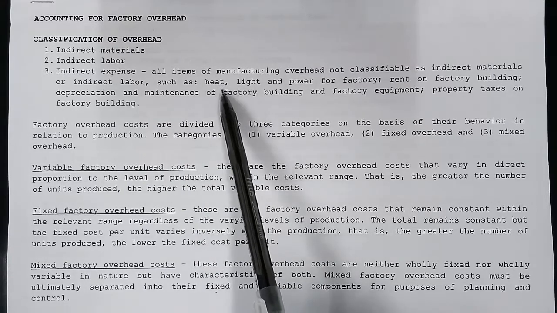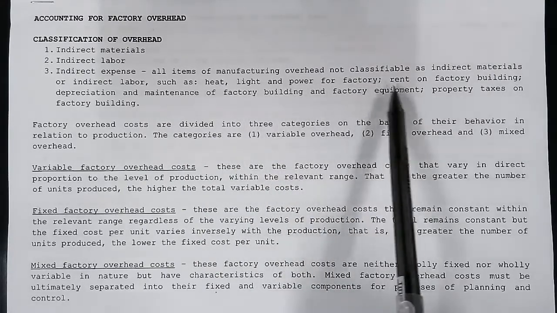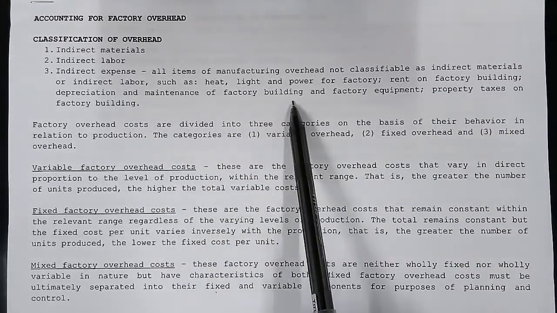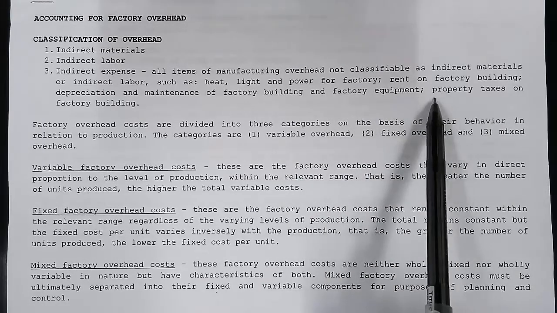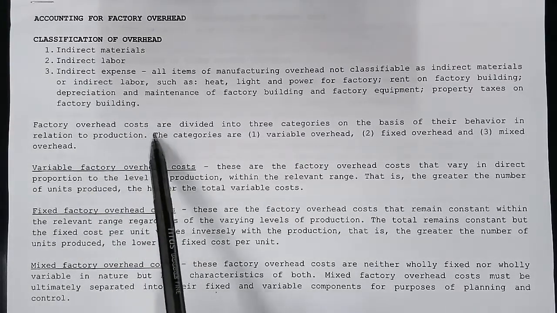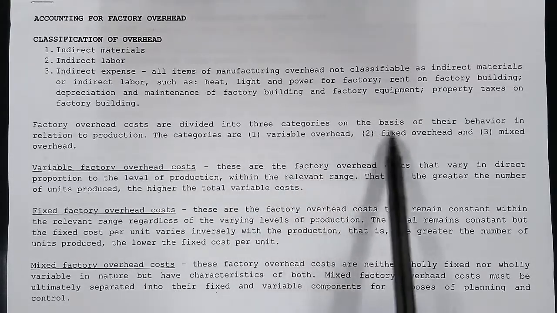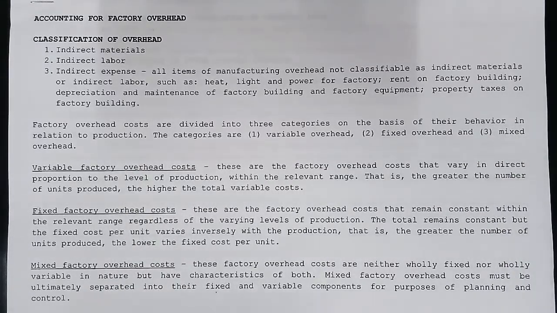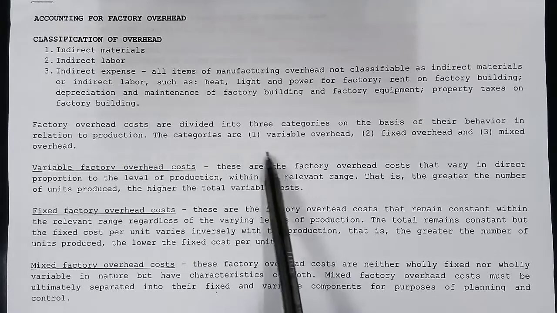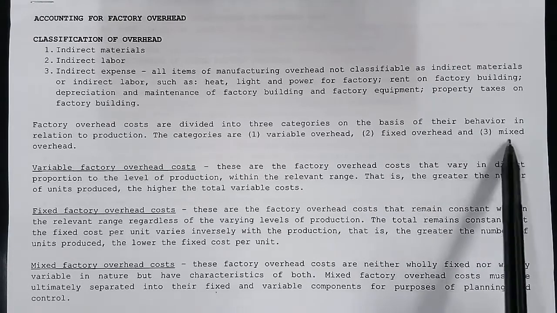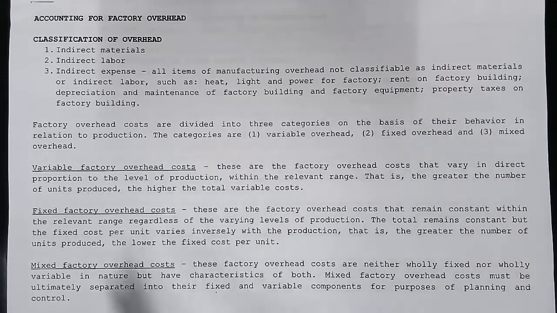such as heat, light, and power for factory, rent on factory building, depreciation and maintenance of factory building and factory equipment, property taxes on factory building. Factory overhead costs are divided into three categories on the basis of their behavior in relation to production. The categories are: number 1, variable overhead; number 2, fixed overhead; and number 3, mixed overhead.